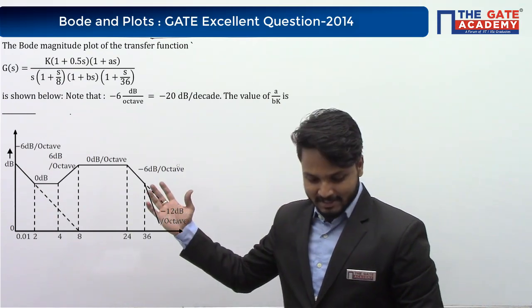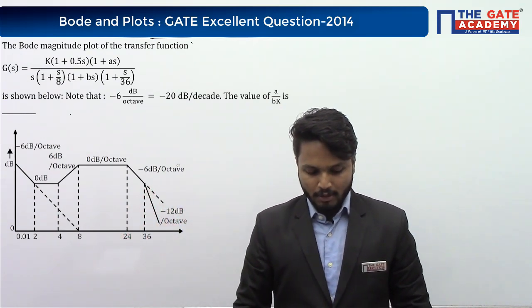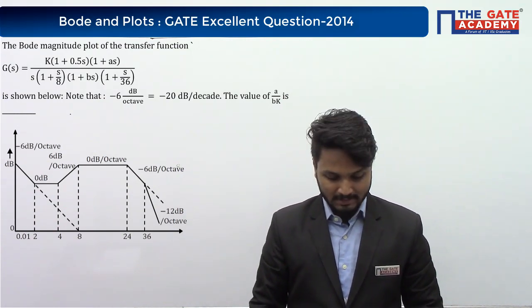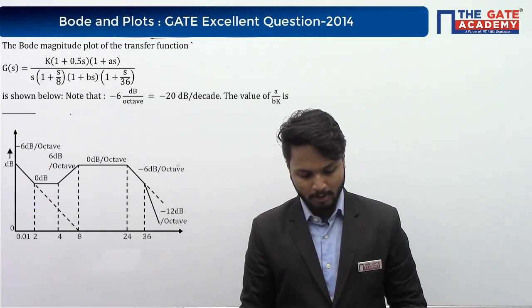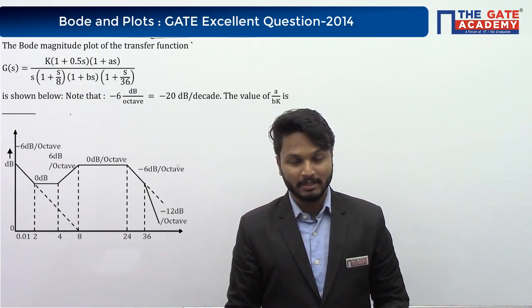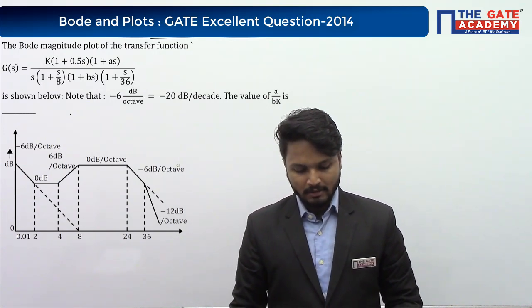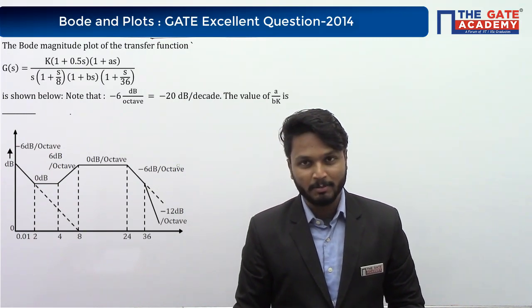So the question is like this: the Bode magnitude plot of the transfer function G(s) = K(1 + 0.5s)(1 + as) / [s(1 + s/8)(1 + bs)(1 + s/36)] is shown below. Note that minus 6 dB per octave is equal to minus 20 dB per decade.